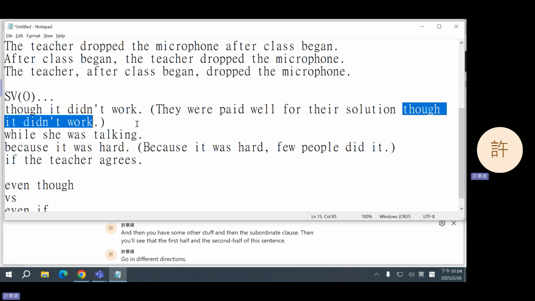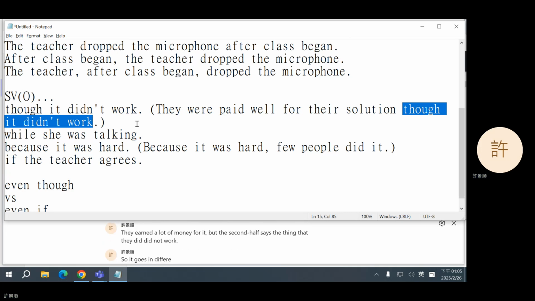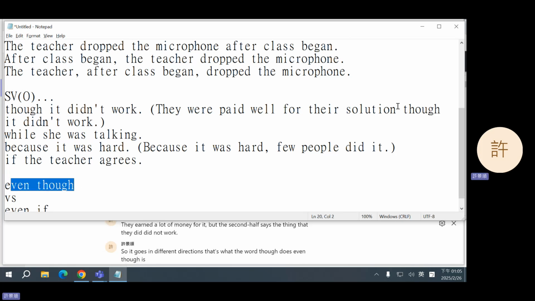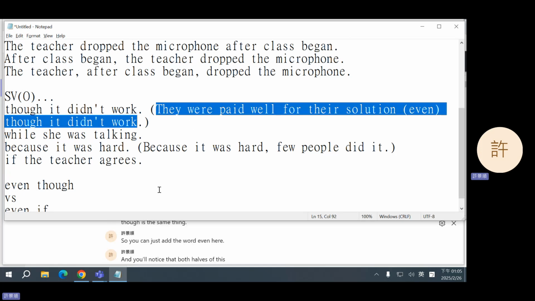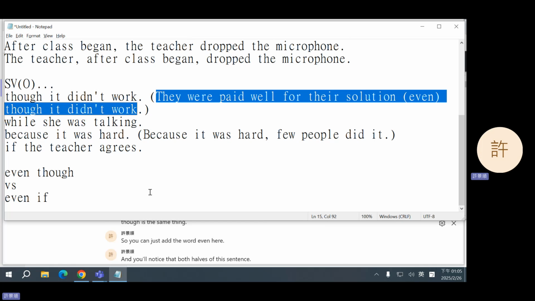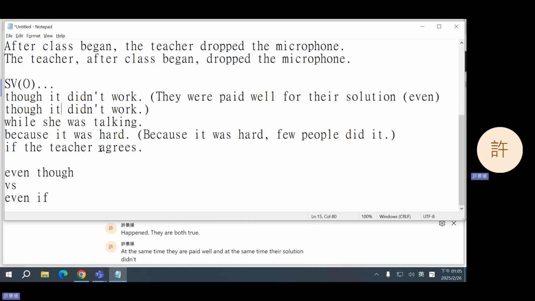Right? The first half says they did something and then they were paid well for it. They earned a lot of money for it. But the second half says the thing that they did did not work. So it goes in different directions. That's what the word though does. Even though is the same thing. So you can just add the word even here. And you'll notice that both halves of this sentence happened. They are both true. At the same time, they are paid well, and at the same time, their solution didn't work.